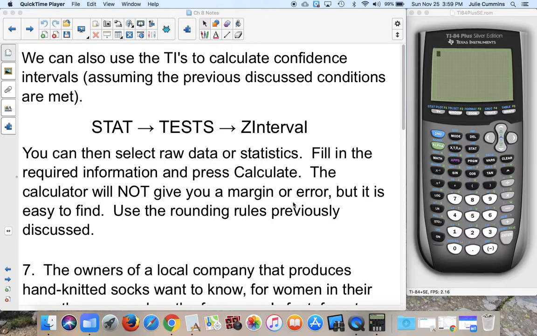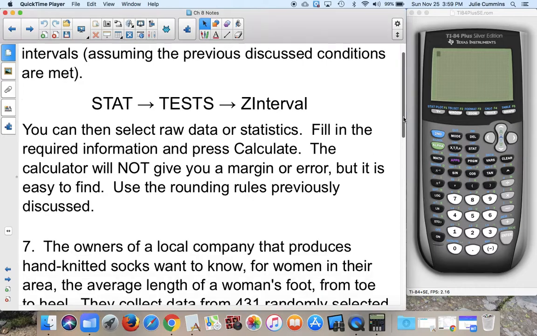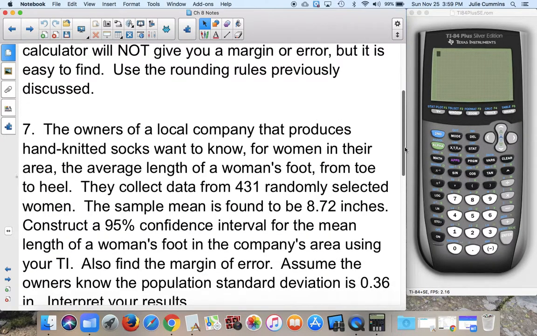The calculator does not give you a margin of error, it just gives you the interval, but it's really easy to find the margin of error if you just take your mean and subtract one of your endpoints. The same rounding rules apply as before. So let's take a look at one.